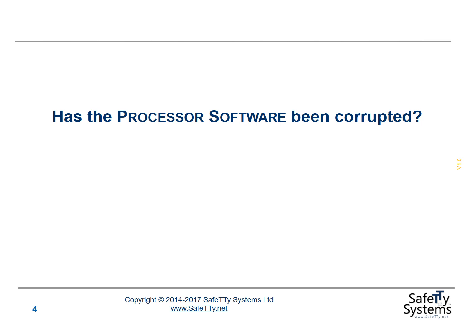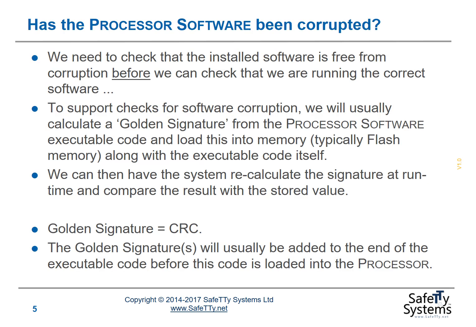Let's begin with the first key question. How can we tell whether the processor software has been corrupted? Logically, we need to check that the installed software is free from corruption before we can check that we're running the correct software. This is logical but presents one of the challenges. We're relying on the software to check itself, so before we can check we have the correct software, we need to check that the software is free from corruption.